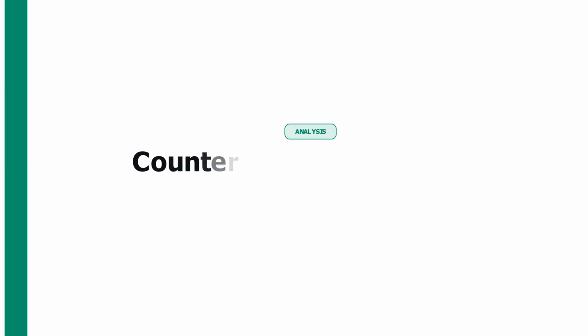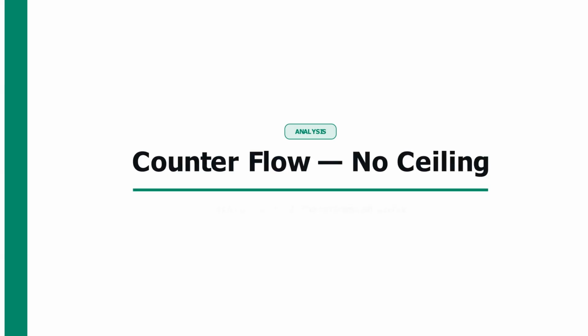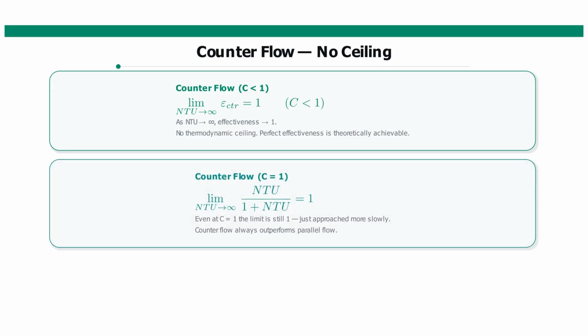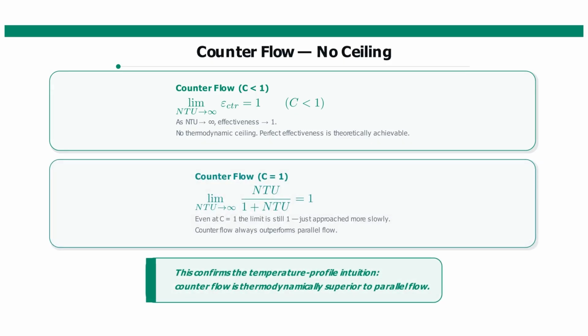Counterflow has no such ceiling. As NTU approaches infinity with c less than 1, epsilon approaches 1. With enough area, a counterflow HX can theoretically achieve perfect effectiveness. This mathematically confirms what the temperature profiles showed us intuitively. Counterflow is thermodynamically superior. Now I want to show you something beautiful.